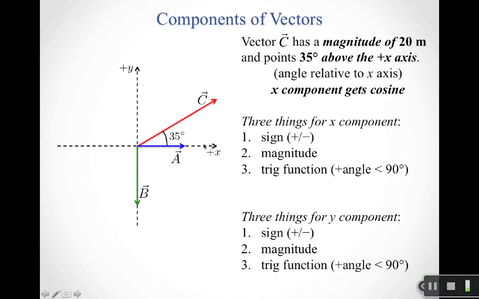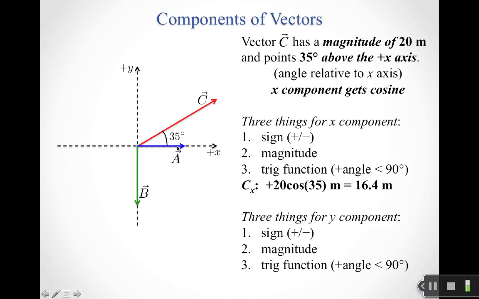Trig function, we said given our angle defined relative to the x-axis means that the trig function that goes with the x component is going to be cosine. So the x component of vector c is plus 20 times cosine of 35 meters, which happens to be another way of saying 16.4 meters.